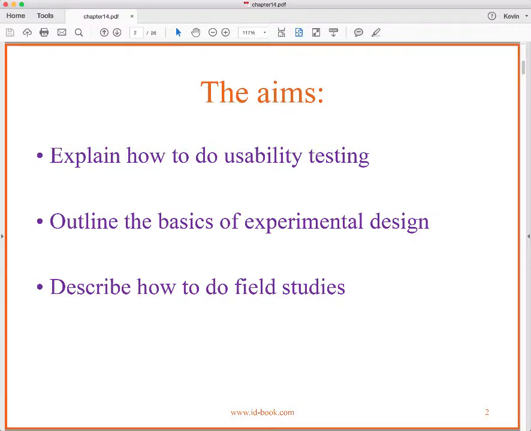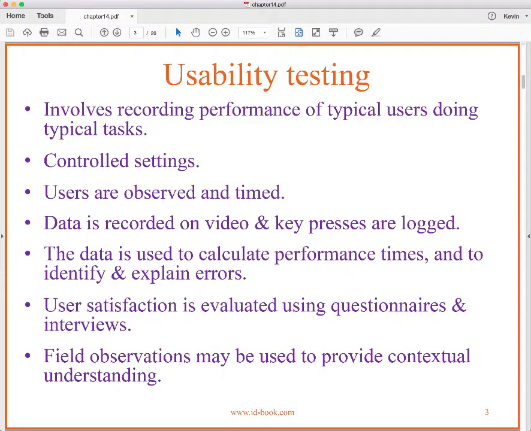So the aims in the chapter are to explain how to do usability testing, to outline the basics of experimental design, because in some of this testing we really are running proper experiments, and to describe how to do field studies. So let's talk about usability testing.